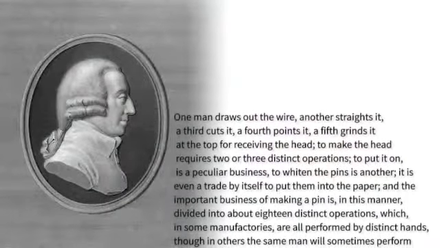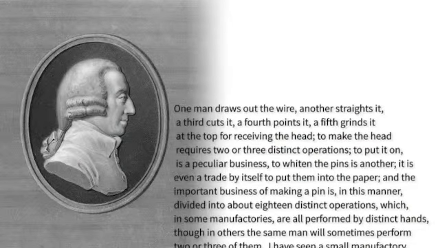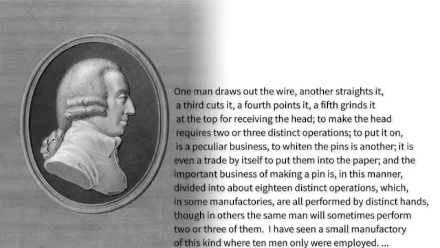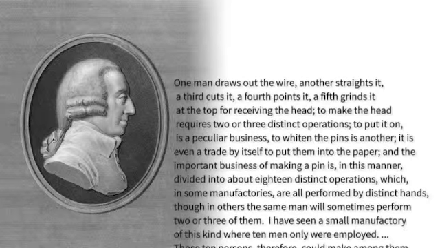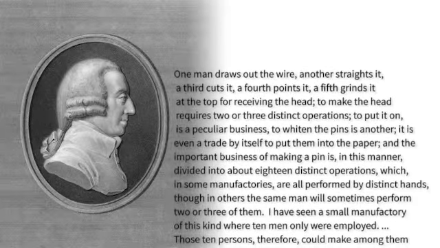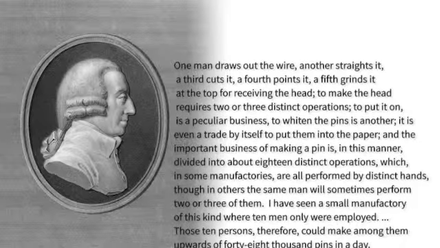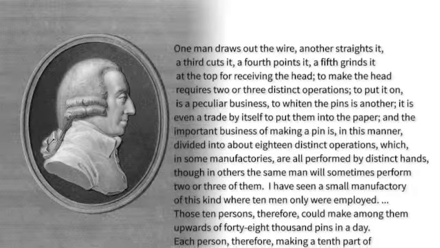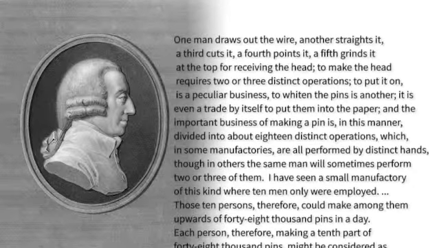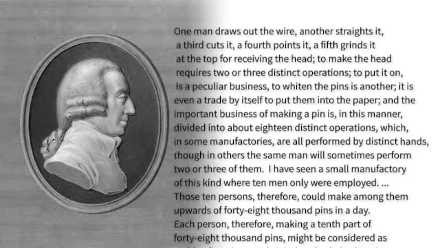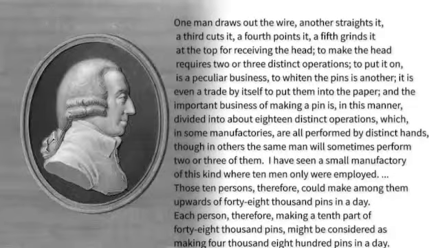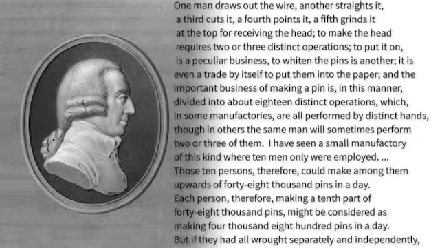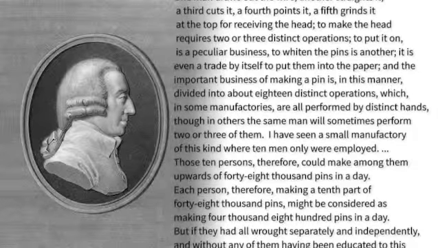One man draws out the wire, another straightens it, a third cuts it, a fourth points it, a fifth grinds it at the top for receiving the head. To make the head requires 2 or 3 distinct operations. To put it on is a peculiar business, to whiten the pins is another. It is even a trade by itself to put them into the paper. And the important business of making a pin is, in this manner, divided into about 18 distinct operations, which in some manufactories are all performed by distinct hands, though in others the same man will sometimes perform 2 or 3 of them. I have seen a small manufactory of this kind where 10 men only were employed.